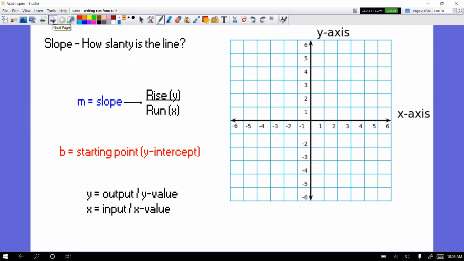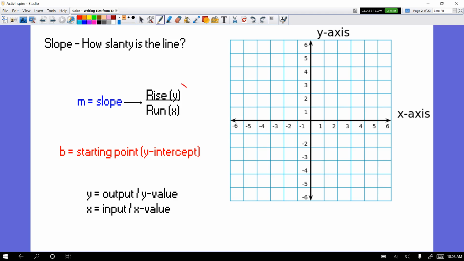So just to go over the basics of the stuff that we've gone over before, slope is how slanty the line is. We can have a positive or negative line. This would be a positive line, and this would be a negative line. We read lines from left to right, just like you would a book, and top to bottom. So left to right, top to bottom. Sloping down is negative. It's decreasing.